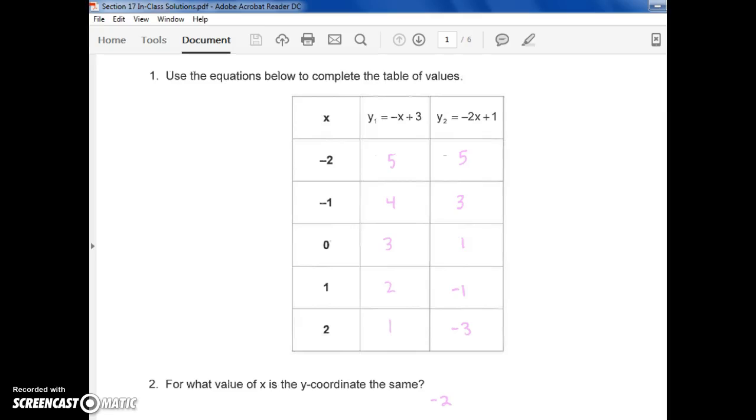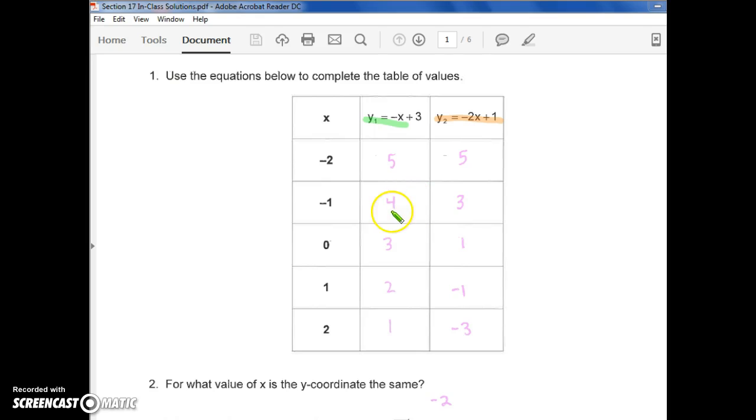In section 17 for the warm-up, we're asked to fill out a table of values for two different equations. One is y sub 1 equals negative x plus 3. So that's this equation right here. And the other equation is y sub 2 equals negative 2x plus 1.